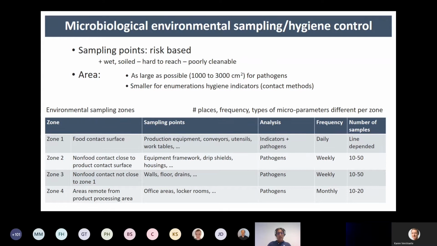Then, how many samples do I need to take? At which frequency and which type of microorganisms?